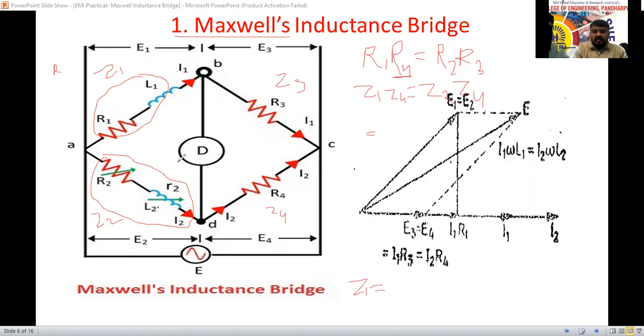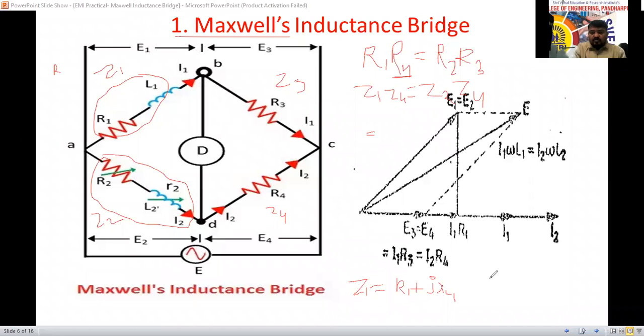Here, Z1 is already there here now. So, can I write Z1 equal to R1 plus jXL1 here now? Can I write like this? Yes or no? R1 plus jXL1 here now.